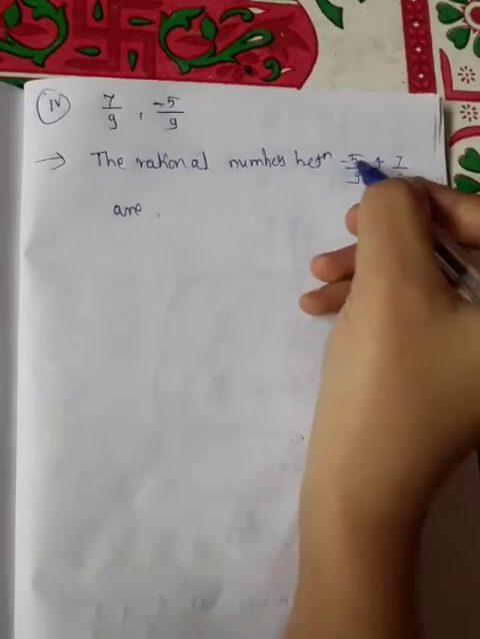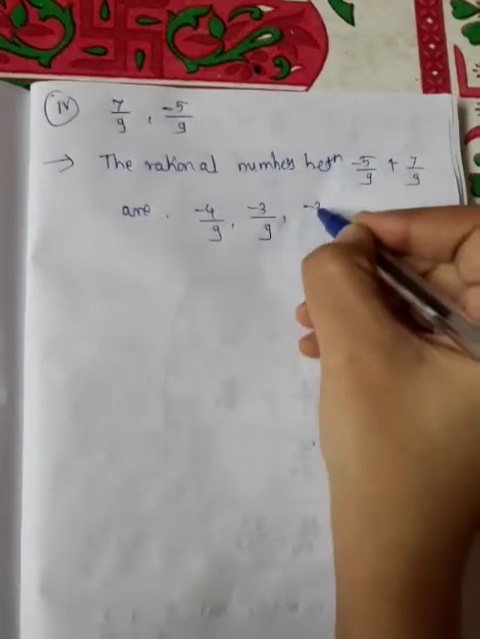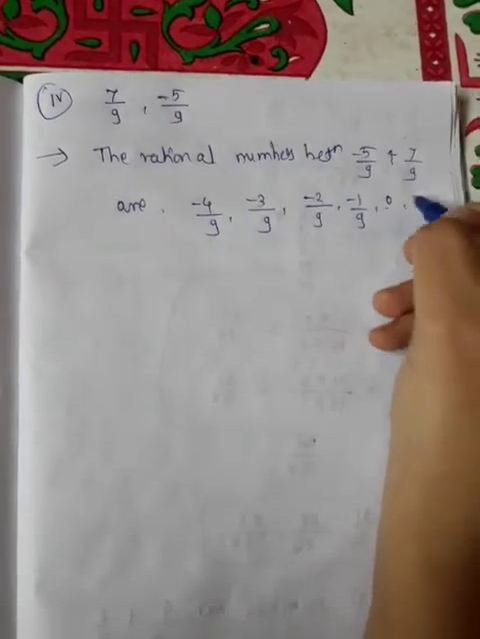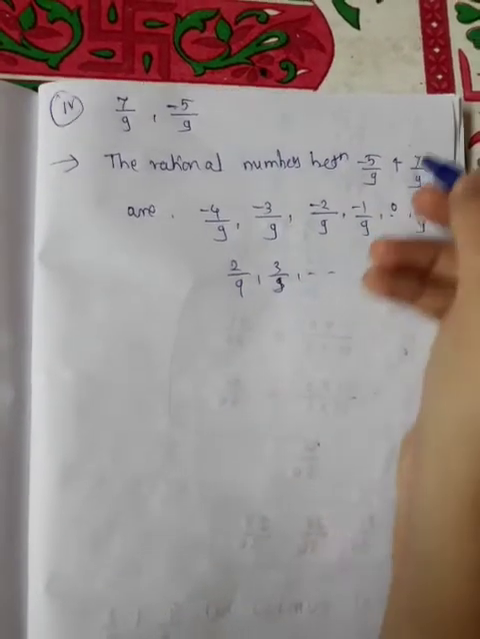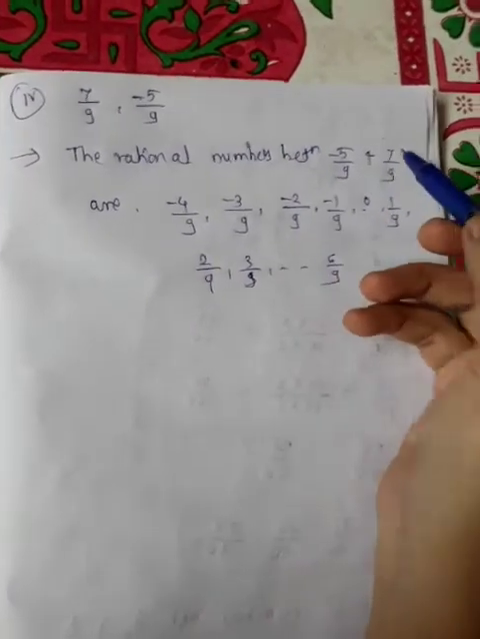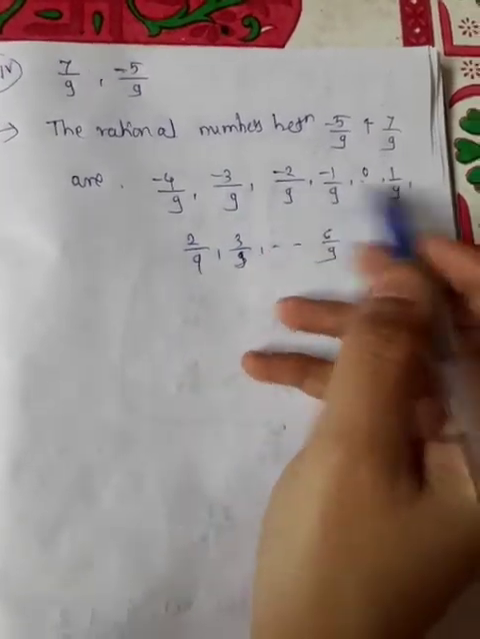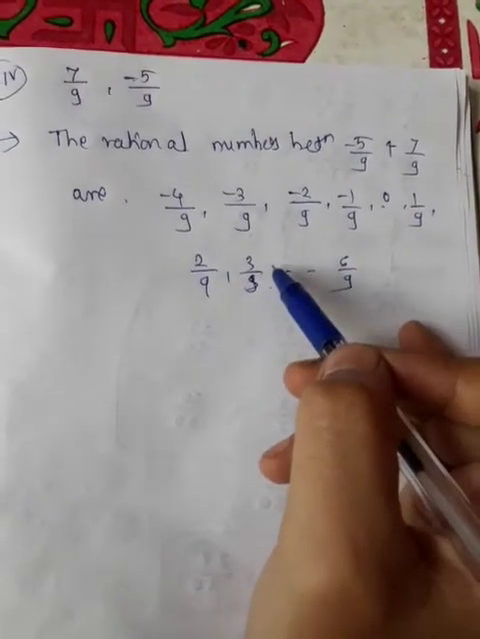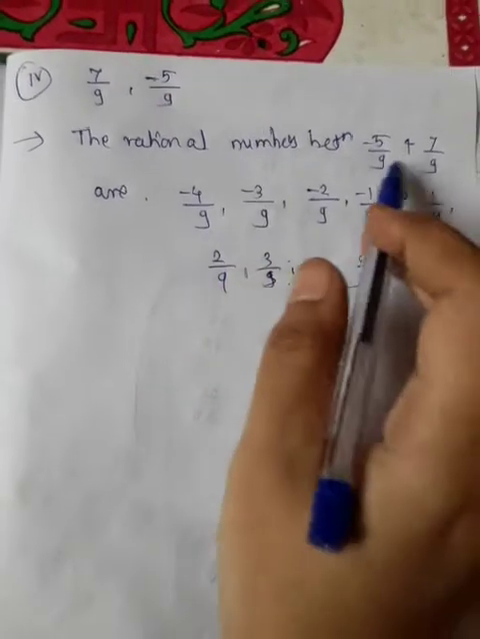After minus 5 we get minus 4, so minus 4 by 9, then minus 3 by 9, minus 2 by 9, minus 1 by 9, 0 by 9, so it is 0, 1 by 9, 2 by 9, 3 by 9. Okay, so you can go up to 6 by 9. These are the rational numbers between these two rational numbers, but here we were asked to write only 3. So you can write more also. Here we get 11 or 12 rational numbers between these two rational numbers.